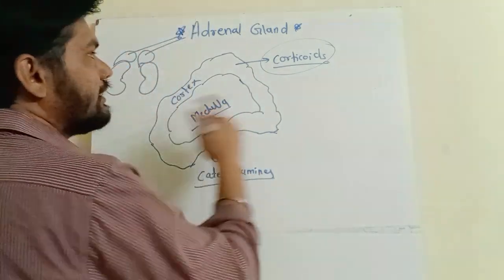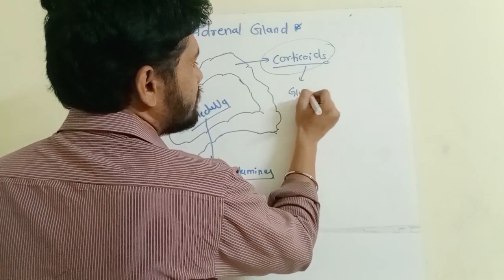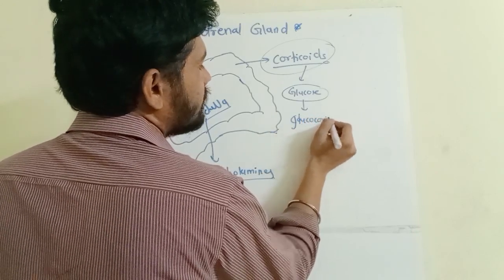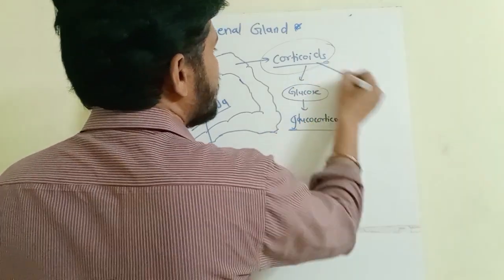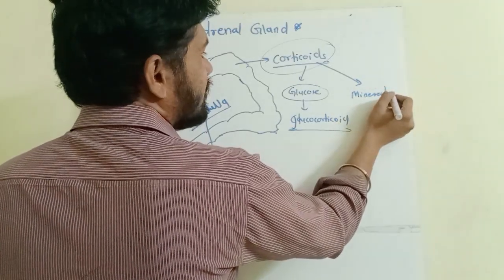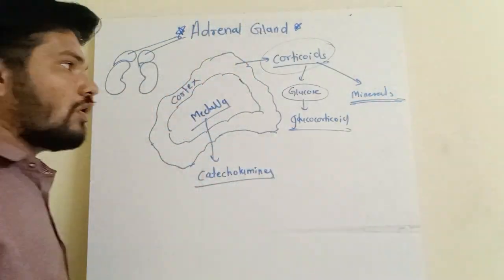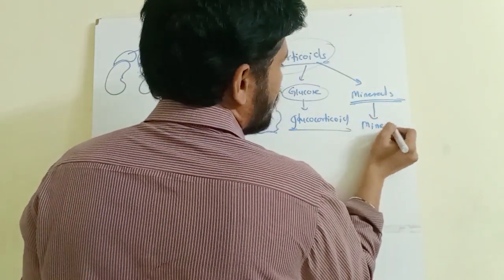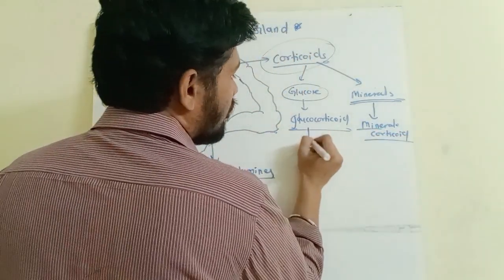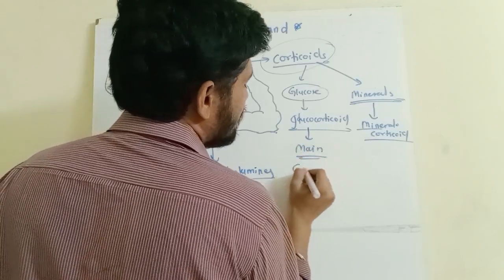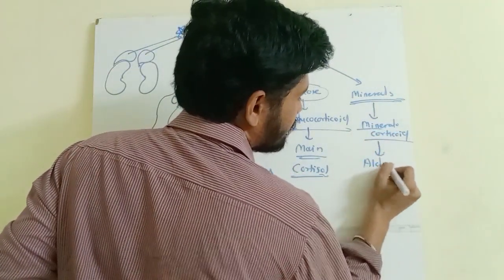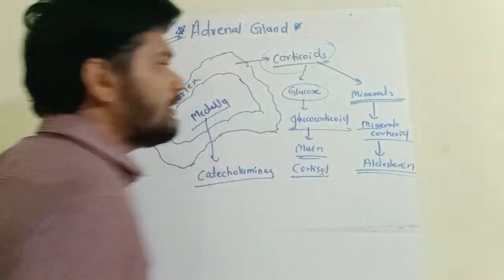If we talk about the corticoids, there are mainly two types secreted by the adrenal cortex. One is involved in glucose metabolism, called glucocorticoids. The other is involved in mineral or water-mineral metabolism, or we can say reabsorption of minerals, called mineralocorticoids. The main glucocorticoid you have to remember here is cortisol, and the main mineralocorticoid is aldosterone.